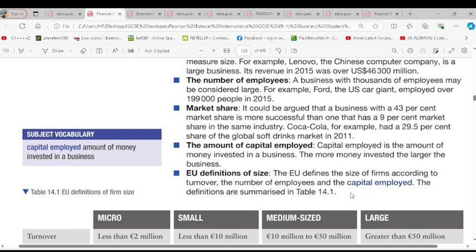The amount of capital employed. Here we're talking about the amount of money you put into the business. So the larger the amount of money you put into the business, the larger your business becomes. So you can't compare a business whose startup capital is 10,000 with a business whose startup capital is 500,000. Do you get it? Yeah.